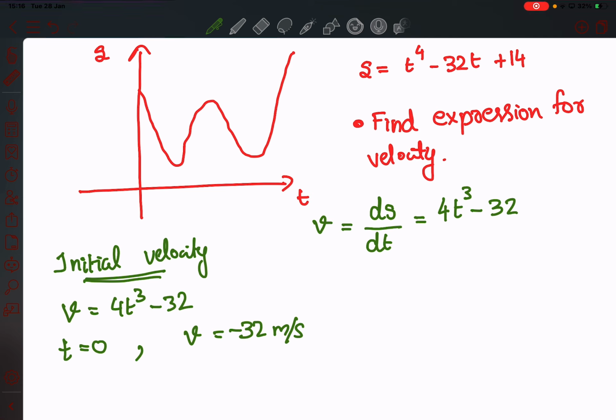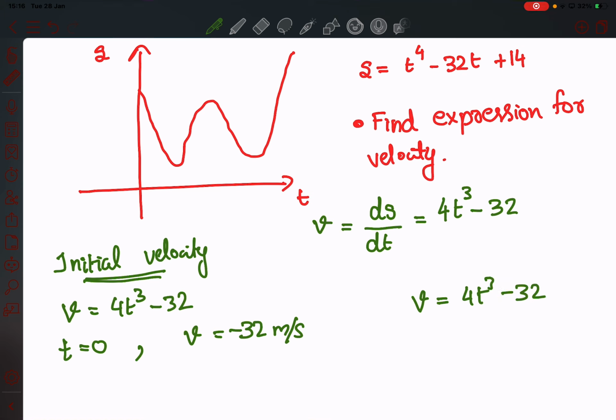At the beginning, you have a negative gradient, right? So you have the negative gradient. Remember, for a displacement time graph, it is the value of the gradient that gives you your velocity, not the intercept. So please be careful with that one. So we know velocity: v is equal to 4t cubed minus 32.